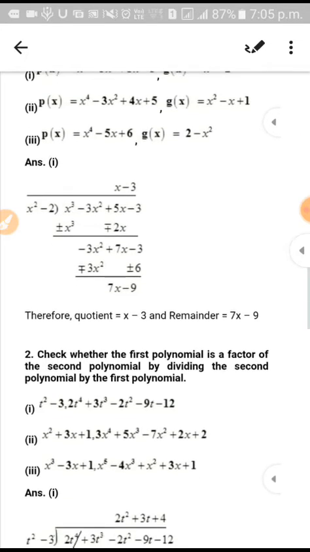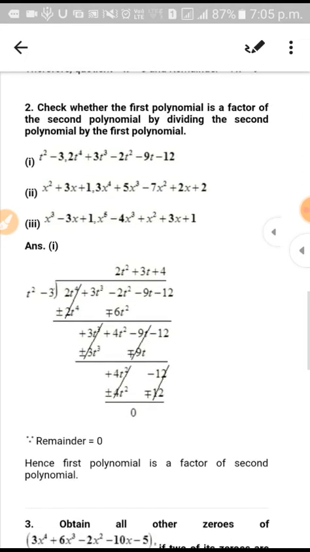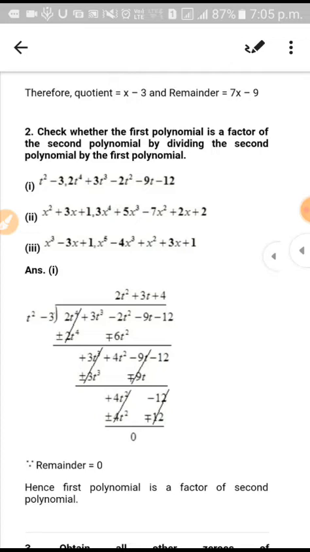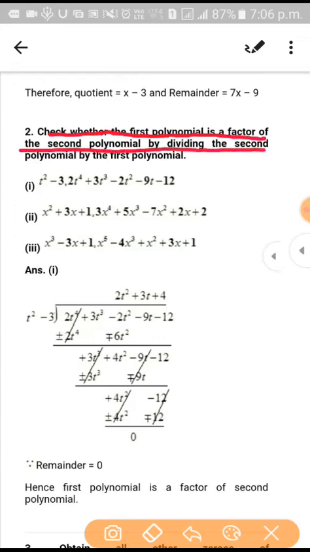Now let us take question number 2. Okay, so what is question number 2? Check whether the first polynomial is a factor of the second polynomial by dividing the second polynomial by the first polynomial.